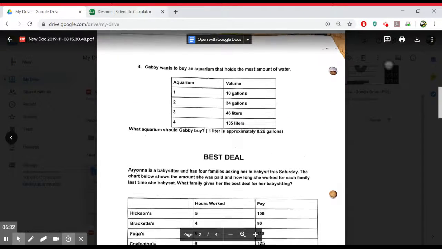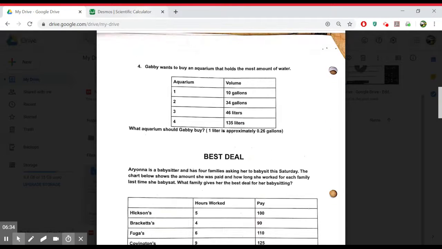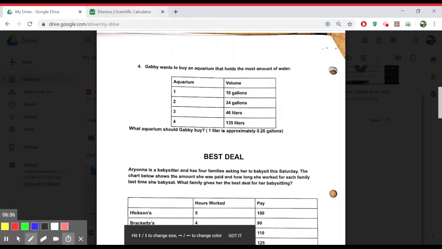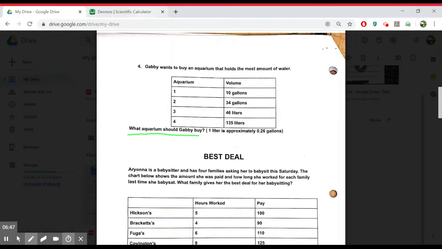Question number 4 is the last one. It says Gabby wants to buy an aquarium that holds the most amount of water. What aquarium should Gabby buy? We've got 10 gallons, 34 gallons, 46 liters, and 135 liters. So we just need to convert one of these. So let's do the liters and turn it into gallons. So I have 46 liters is equal to, I've got gallons down here.